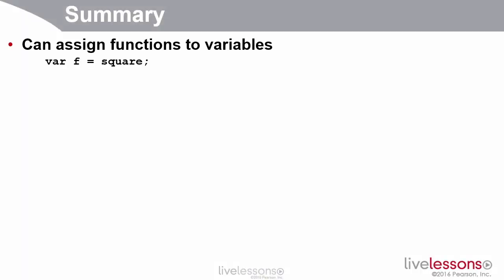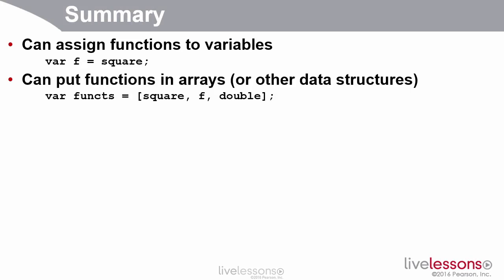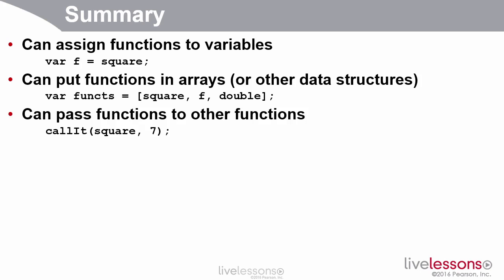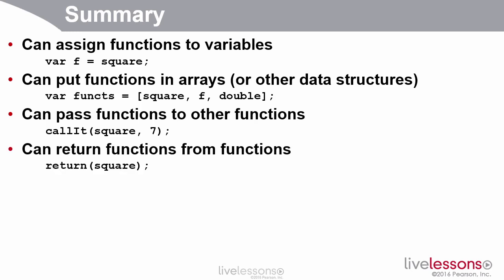Okay, to summarize, you can assign functions to variables, just like you can assign numbers or strings to variables. You can put functions in arrays or other data structures, just like you can put numbers or strings in arrays or other data structures. You can pass functions into functions, just like you can pass numbers or strings into functions. You can return functions from functions, just like you can return numbers or strings from functions.